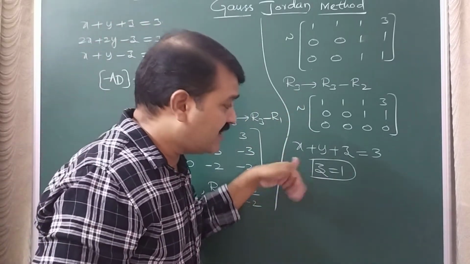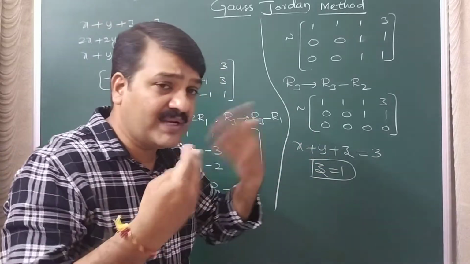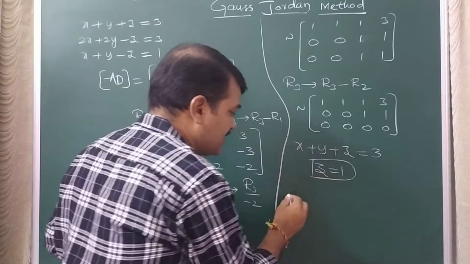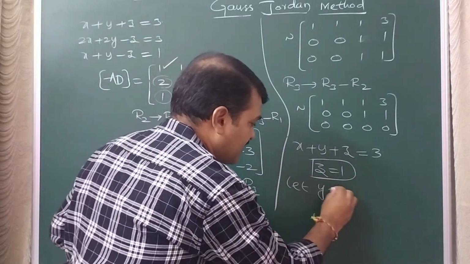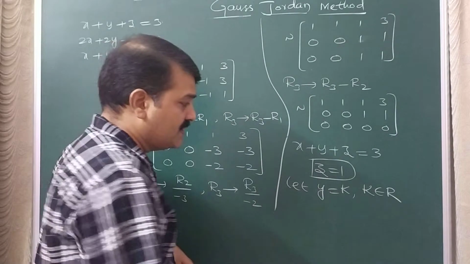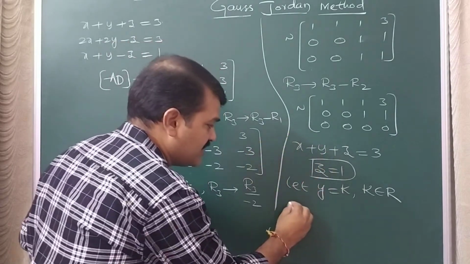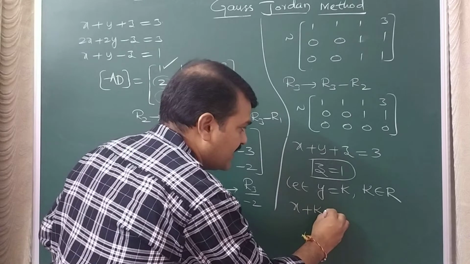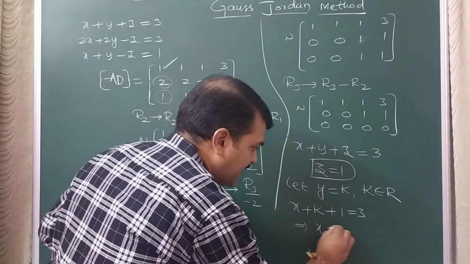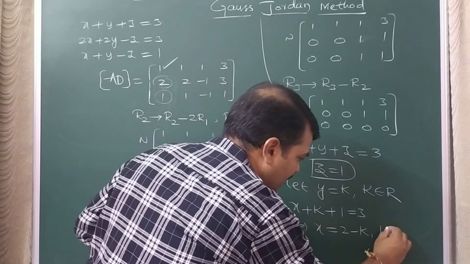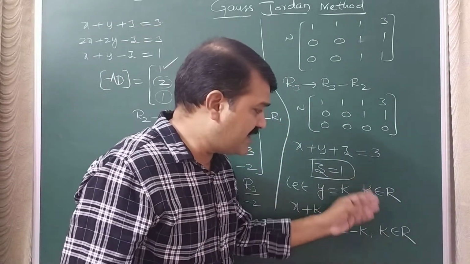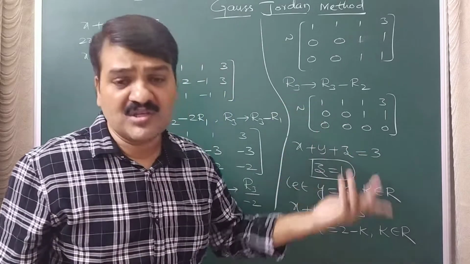Therefore, now we will try to express x value, y value in terms of some other constant or some other variable. So therefore, what I will do is, let me take y is equal to some k, where k is some real number. Substitute these values in the above equation: x plus k plus 1 is equal to 3. So you will get x is equal to 2 minus k, where k belongs to R. So this is the solution. So k is some constant. If you are going to change k values, our solution also will be changing.